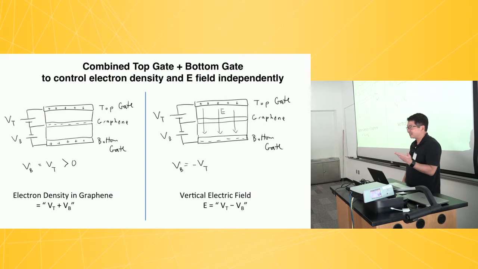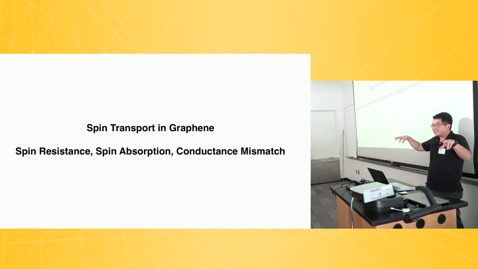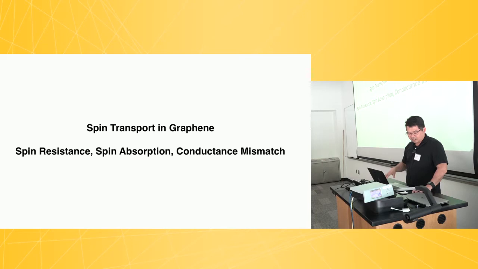So please look for that. So that's the very basic concept in charge transport. Now, I want to give similarly basic concepts for spin transport in graphene. There's this idea of spin resistance, spin absorption, and conductance mismatch. I would gather that most of you won't know so much about that.